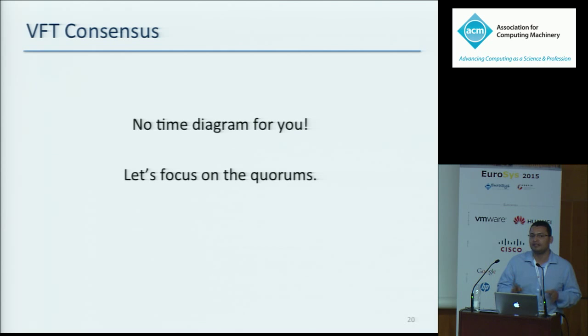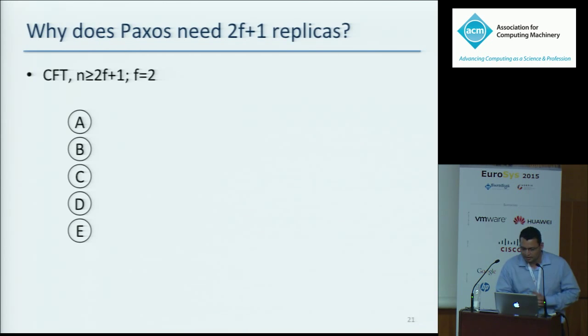What we want to show here is how the Visigoth model works simply by using quorums. But before getting to that, let's first try to understand why Paxos needs 2f+1 replicas.